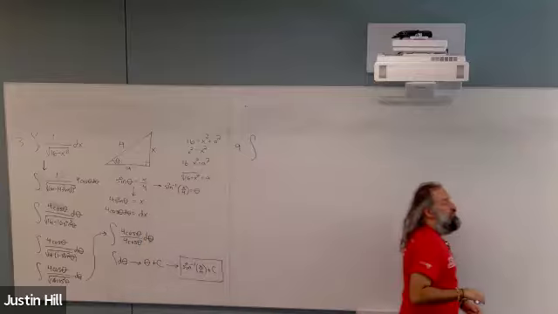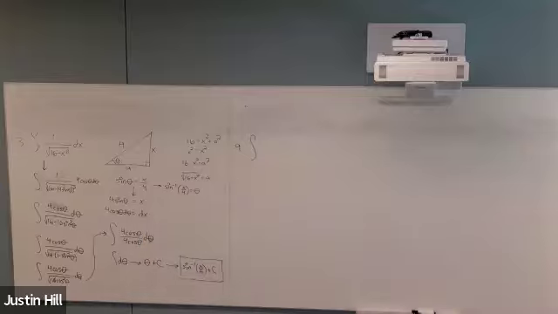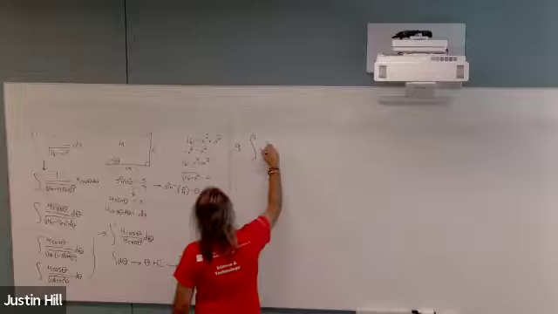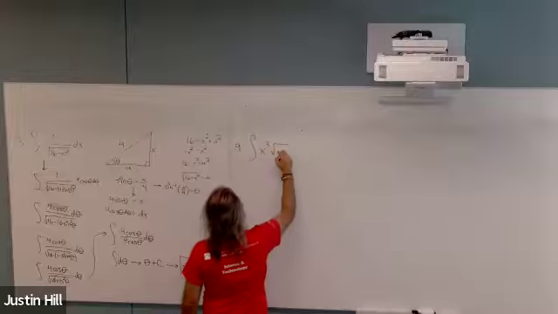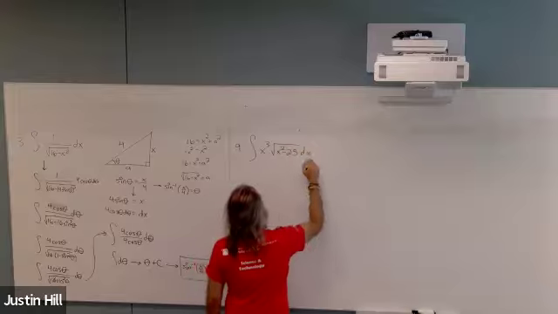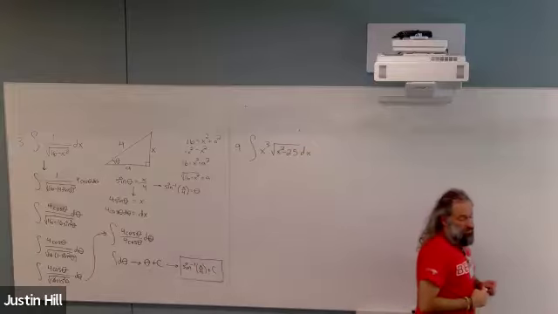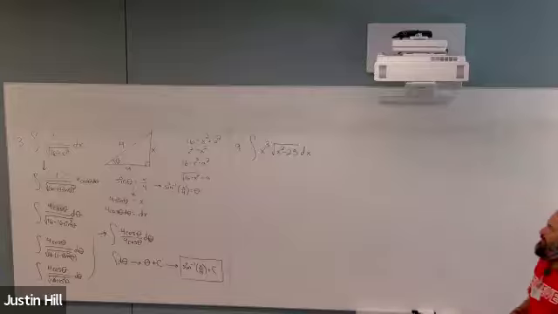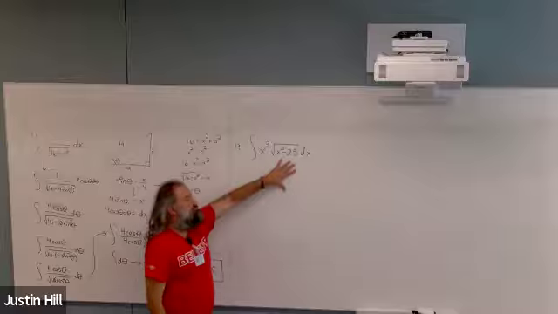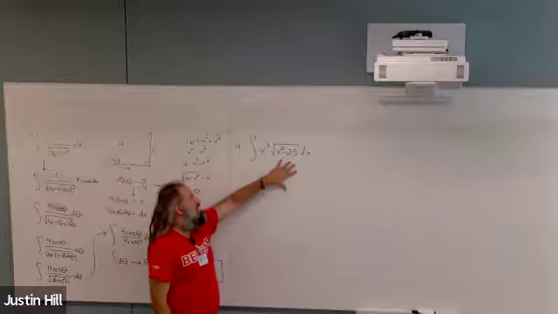Want the integral of x cubed here, and then the square root of x squared minus 25. So again, notice that this one, you want to think substitution.